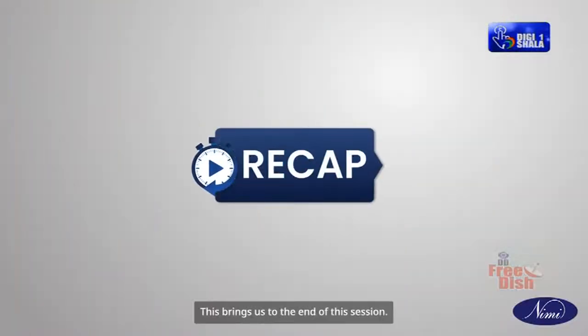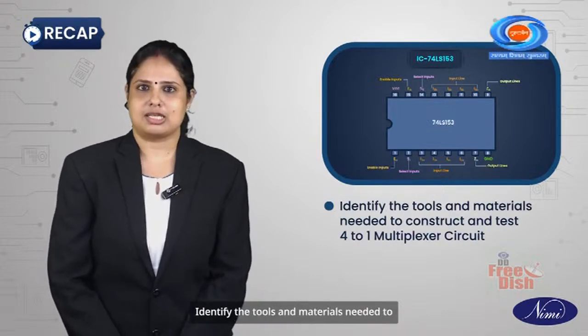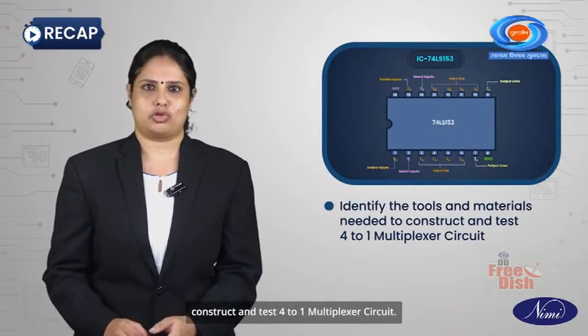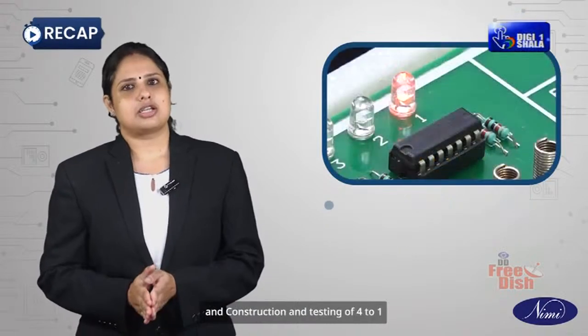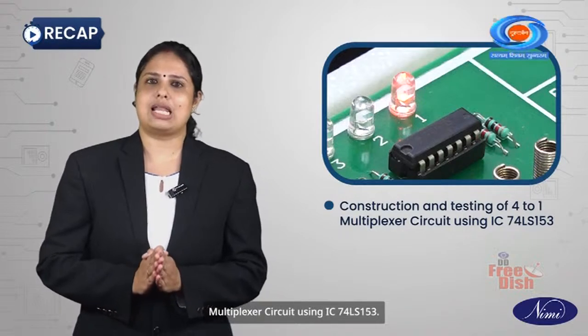This brings us to the end of this session. In this session, we have learned to identify the tools and materials needed to construct and test a 4-to-1 multiplexer circuit and the construction and testing of a 4-to-1 multiplexer circuit using IC 74LS153.